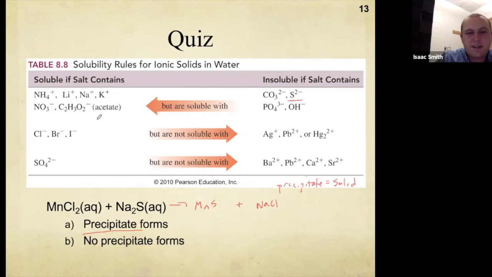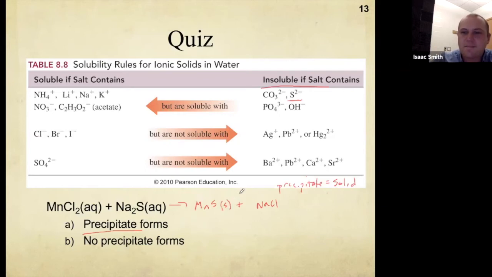So this is a sulfide, but it's with manganese, which isn't on this list. So that means that this would fall under the category of not being on the chart, or sorry, it is on the chart. I take that back. This is on the chart as an insoluble salt because it contains sulfide. It doesn't contain any of these positive ions. Insoluble means we're going to put a little S there, right?